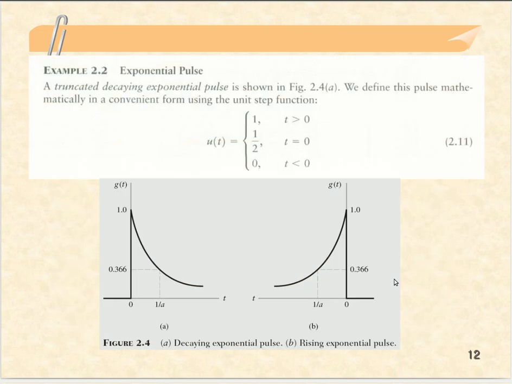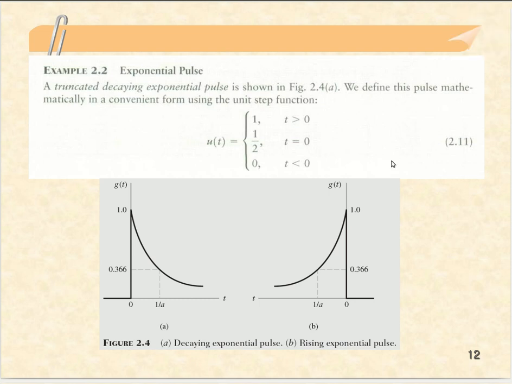Okay, now let's see another example. Example 2.2. This is from your book. A truncated decaying exponential pulse. So this is the function shown here. We speak about this function. Of course, this is not the original exponential function. Okay, so it's different.